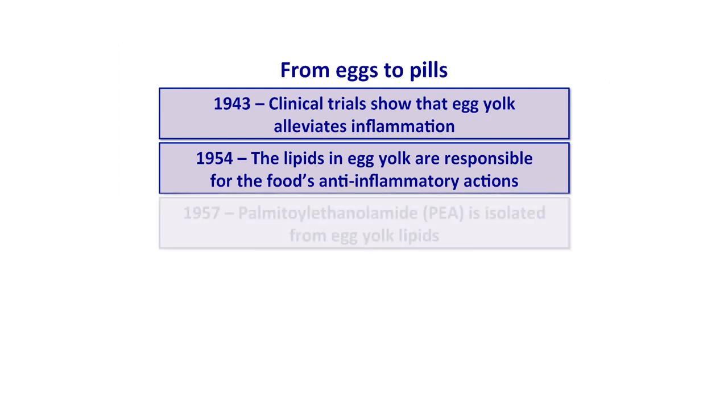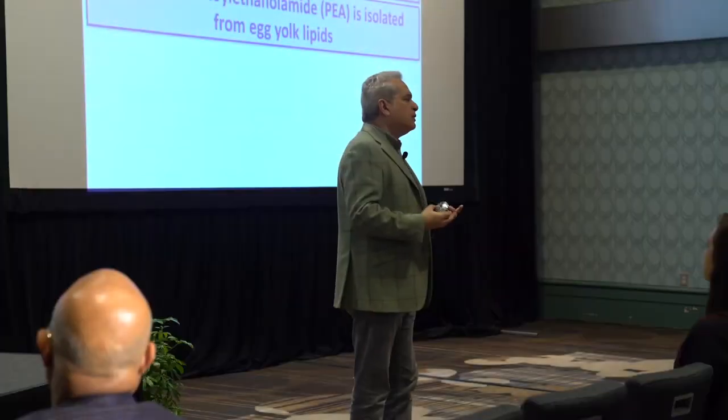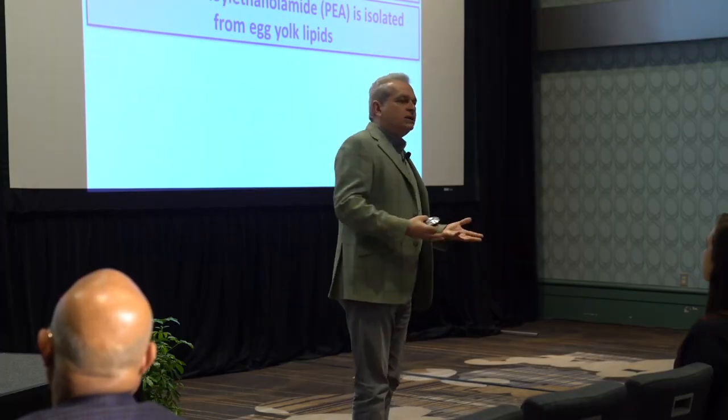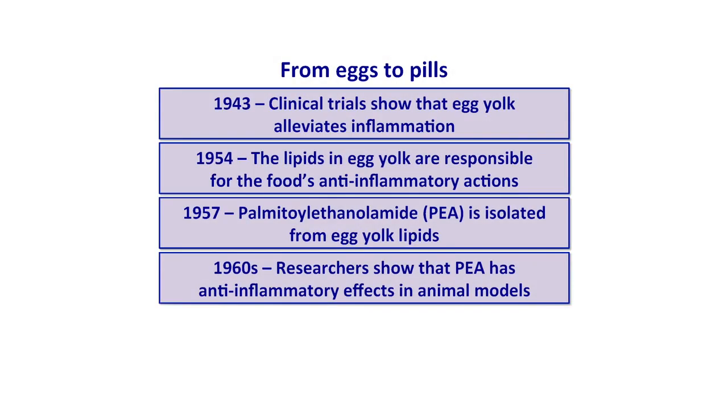And a few years later, in 1957, PEA, which at the time was a novel lipid, nobody had ever seen this structure in nature, was isolated from egg yolk and it was shown to possess at least some of the anti-inflammatory effects that people had ascribed to egg yolk. So not much happened after that. A few papers in the 1960s, researchers continued to confirm the anti-inflammatory effect of PEA.